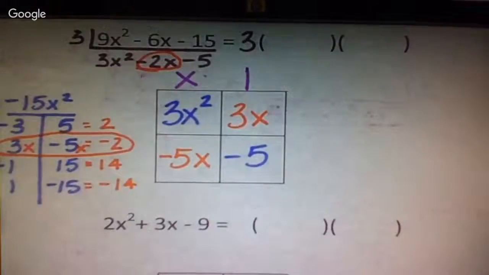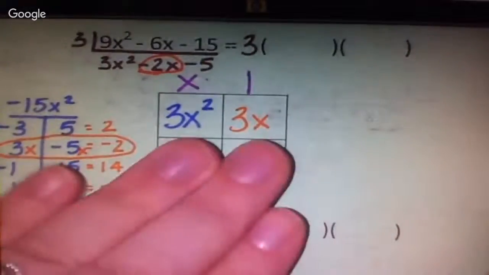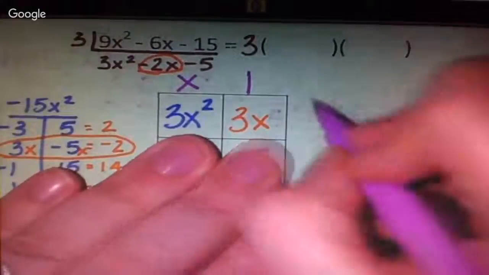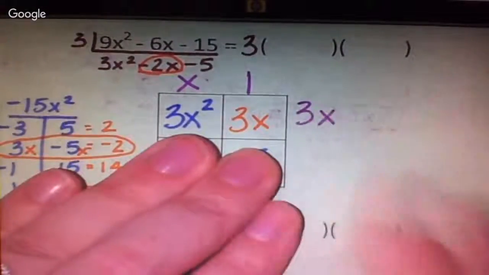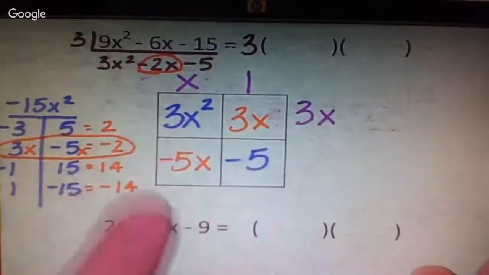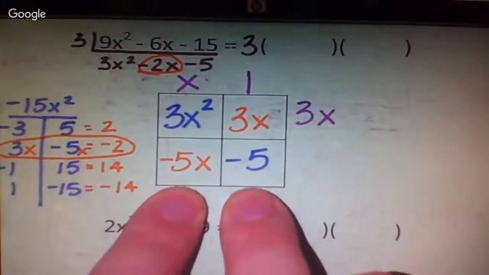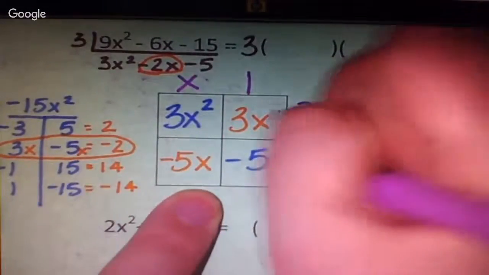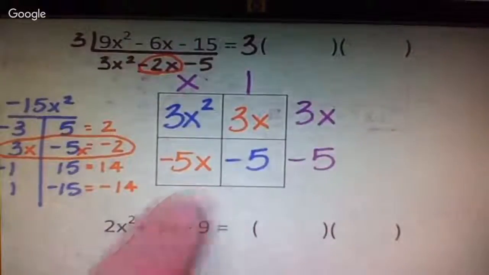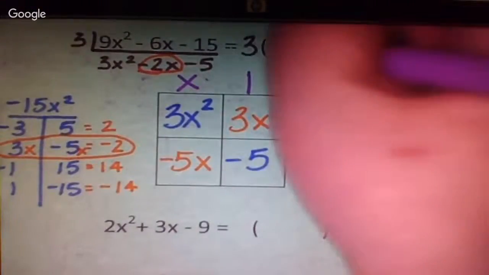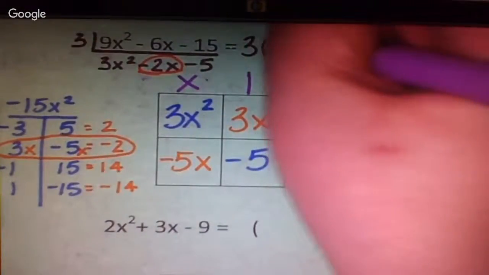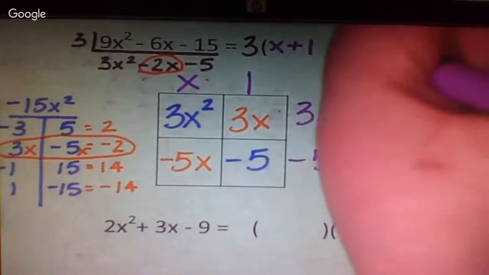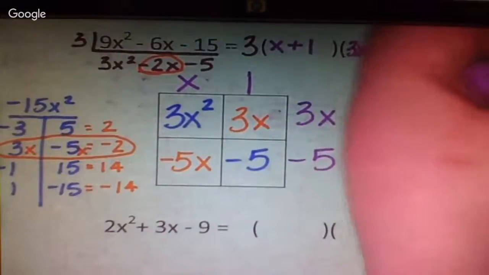Okay, so now I'm looking at the rows. What does 3x squared and 3x share? A 3 and an x. What does -5x and -5 share? Negative 5. So your final factors are x plus 1 and 3x minus 5.